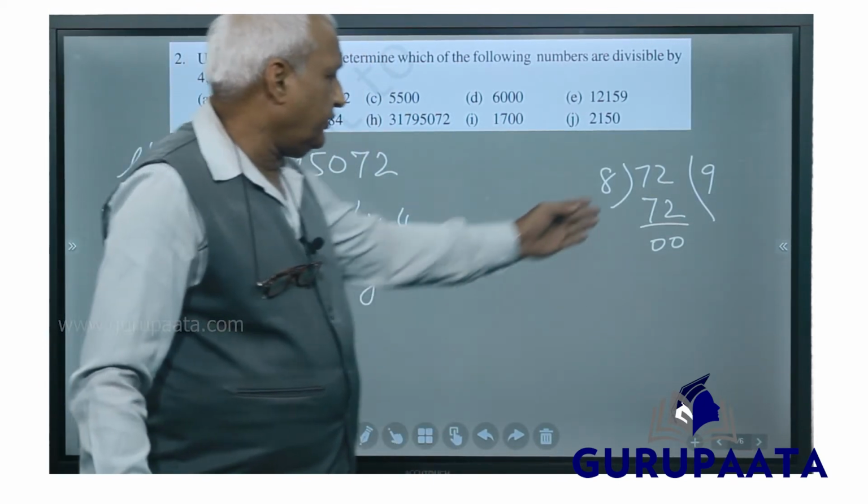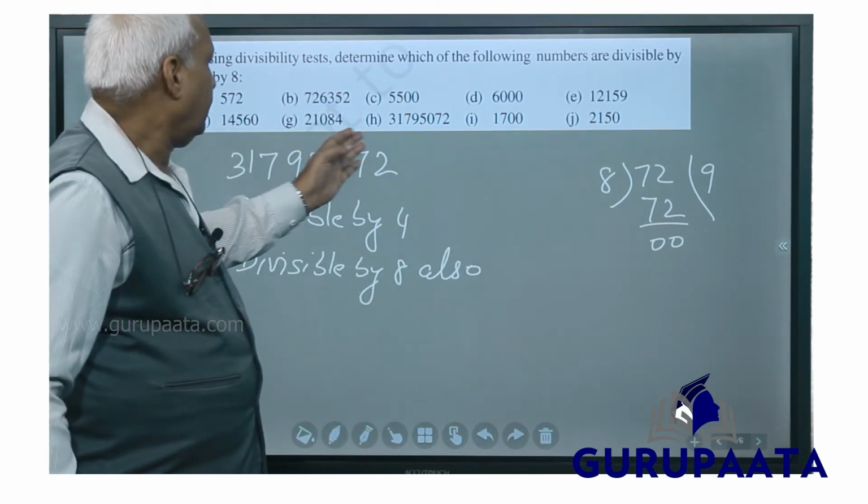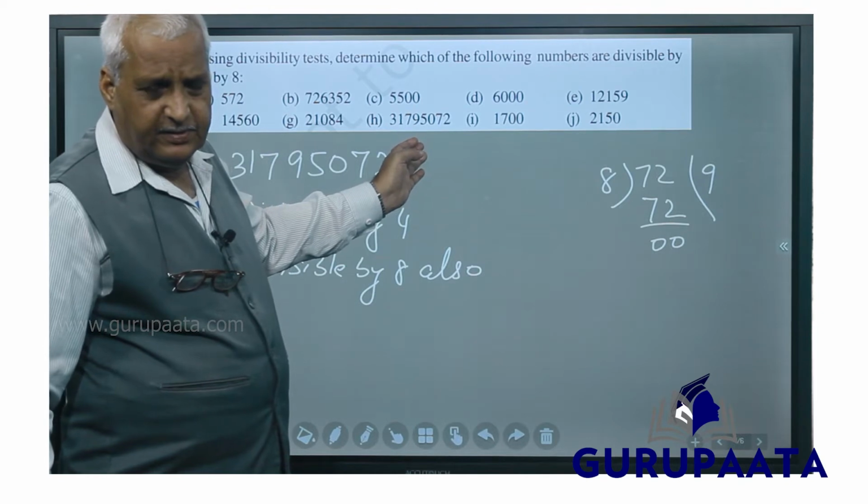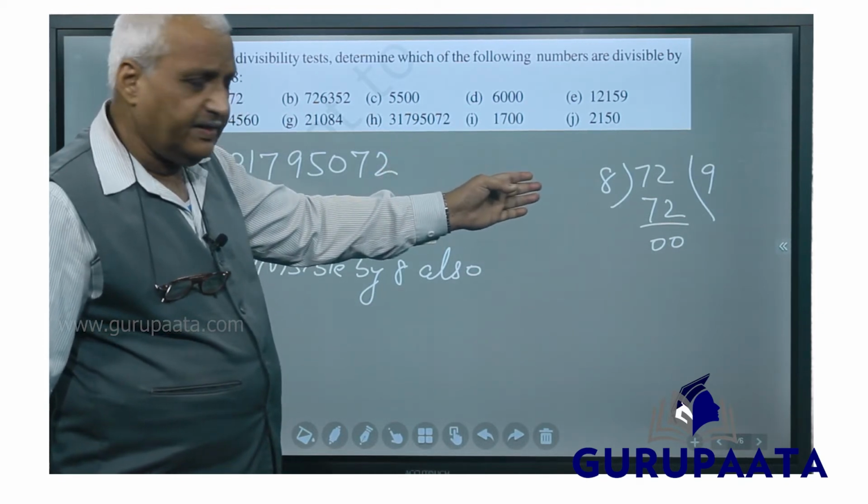Why have we taken 72? Because the previous 2 digits, 72, 0 is there. So that will give you the value of 72 only. That is the reason we have given 72. Now we will go for I.